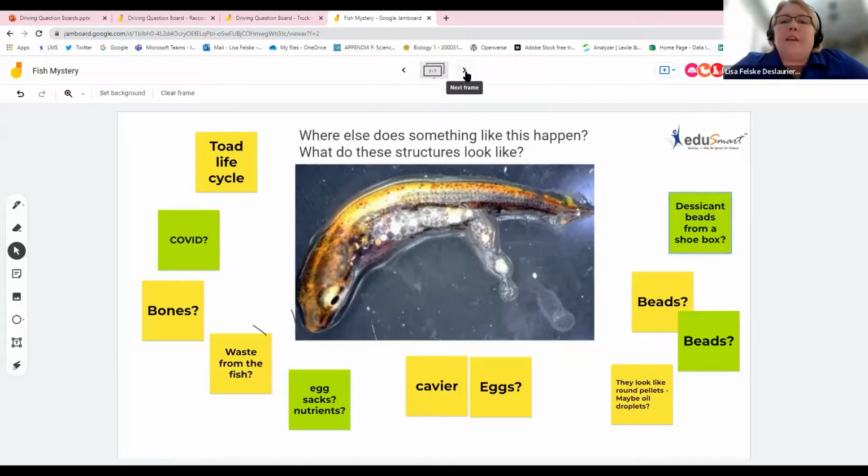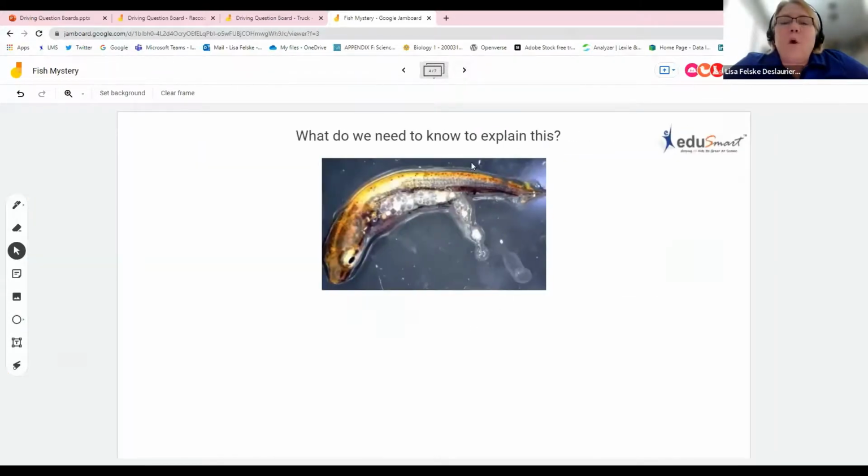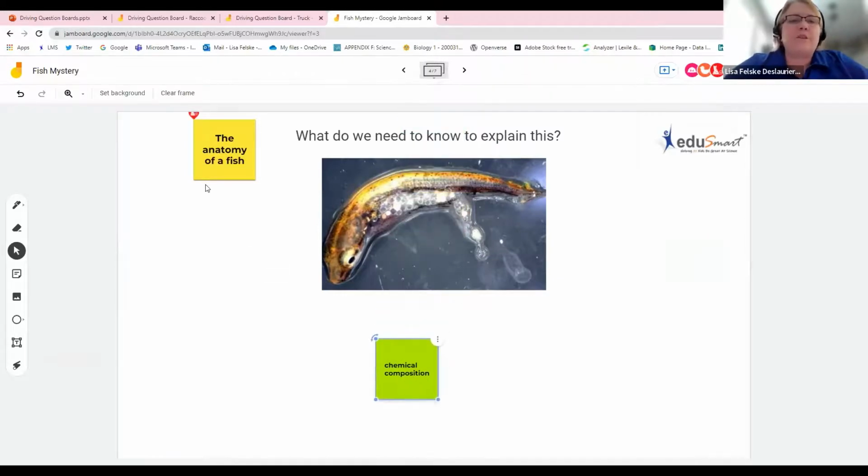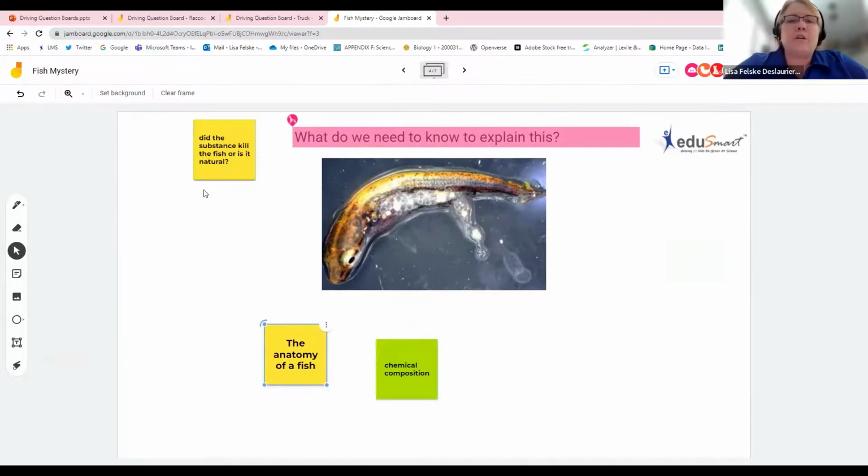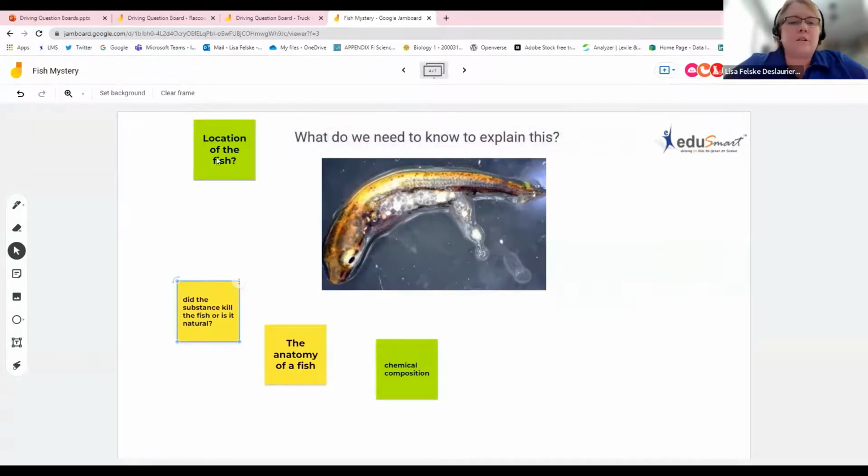Okay, and then if we click the next frame one last time, what would you need to be able to know to explain this? And this is the last slide. I think they're just blank ones after this. And I've been trying to guide you toward what you need to know: its chemical composition, anatomy of a fish, location of the fish. Did the substance kill the fish or is it natural?